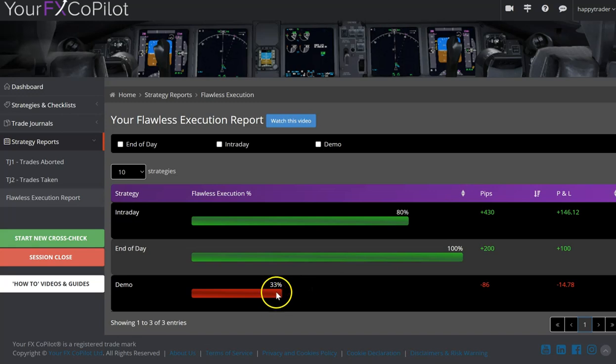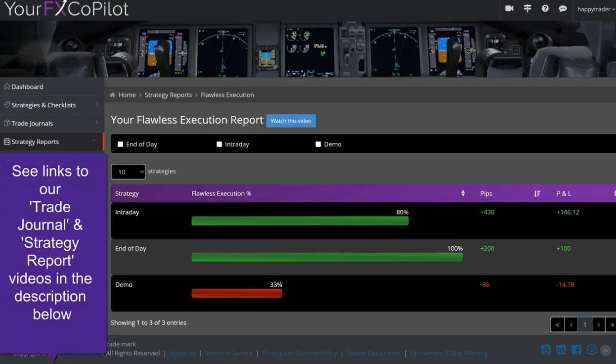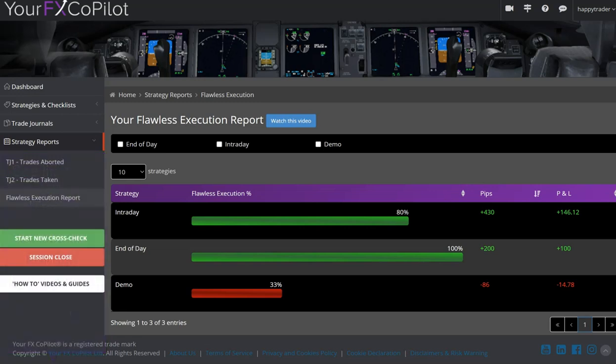Just as an illustration, you can see here on the demo strategy, it's showing a flawless execution percentage of only 33%. And alongside this, the report is also showing negative results for this strategy. As Mark Douglas explains in his must-read book Trading in the Zone, a trading edge means putting the odds in your favour over a series of trades, so it's vital to see your results over a significant trade sample. If you trade every trade differently because you're not adhering to any one set of rules for each strategy, then it can be very hard to figure out what is working and what isn't.